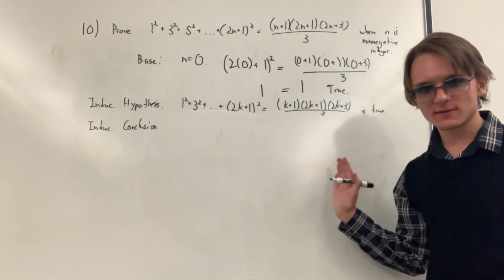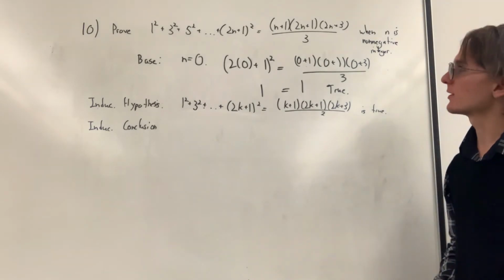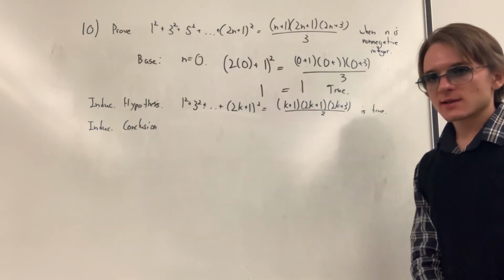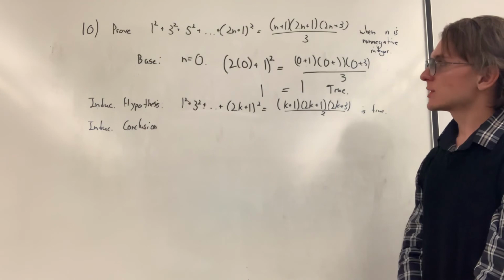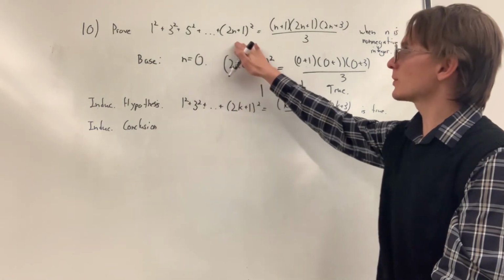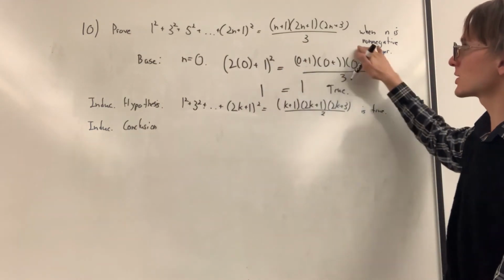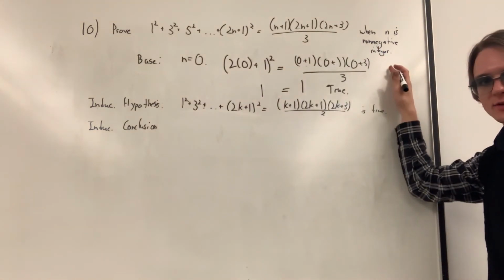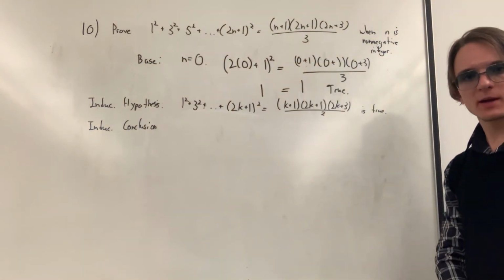My video recording died as I was almost done with the problem, so I didn't want to rewrite everything, but let's explain what we have so far. Question 10 is 1 squared plus 3 squared plus 5 squared all the way up through the definition of an odd integer, 2n plus 1 squared, is equal to the following expression whenever n is a non-negative integer. So we want to prove this by induction.